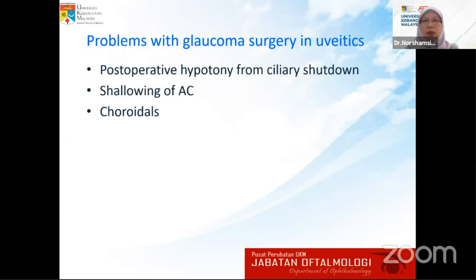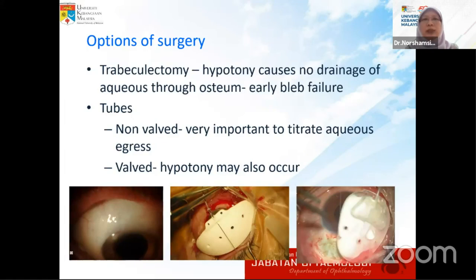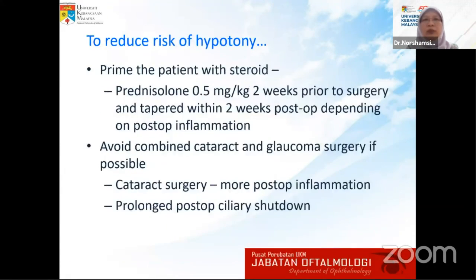What are the problems with glaucoma surgery in uveitis? The main problem is actually postoperative hypotony from ciliary shutdown, causing shallowing of the anterior chamber and choroidal formation. The options are either trabeculectomy, essentially in eyes which are quiet, but also tubes, either valved or non-valved.